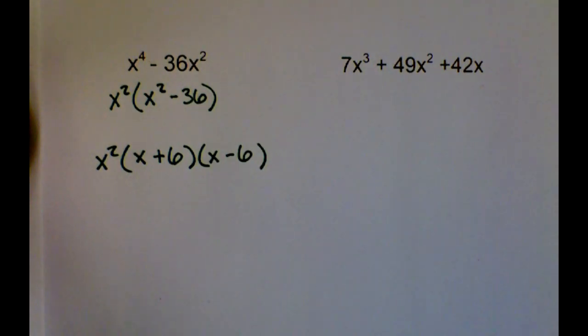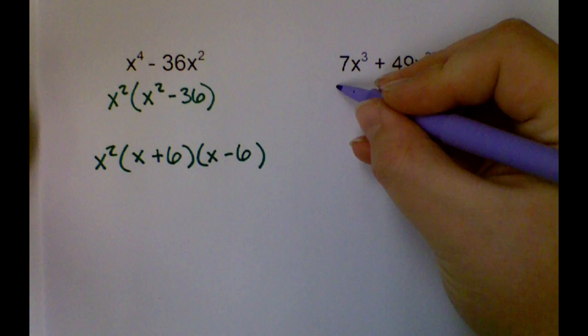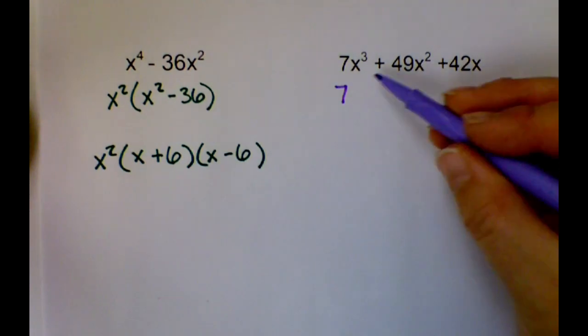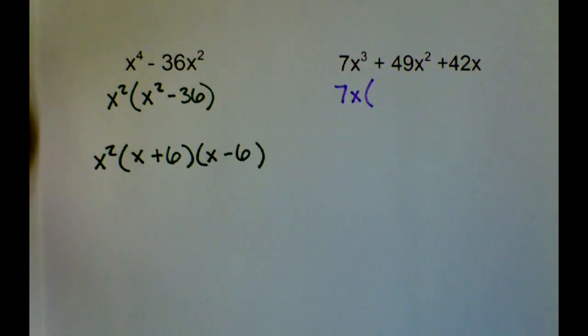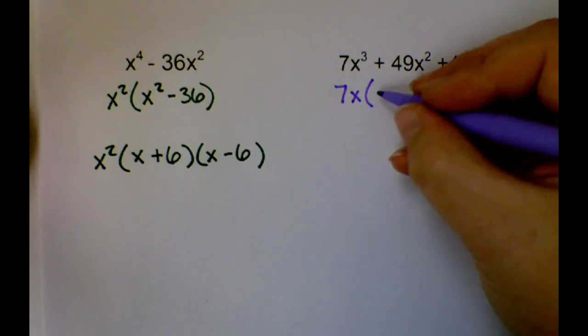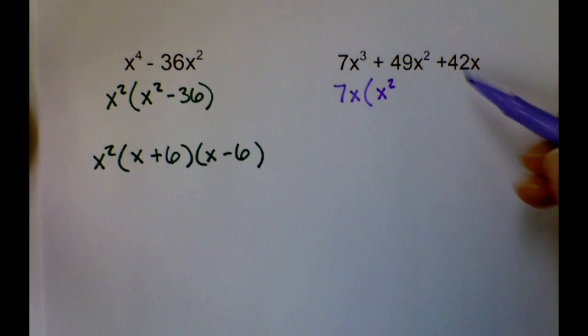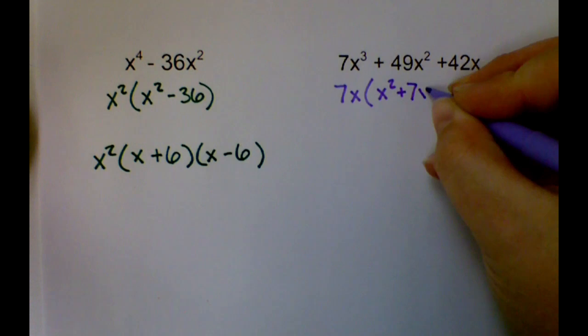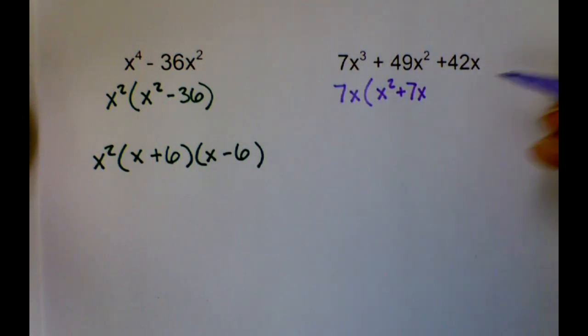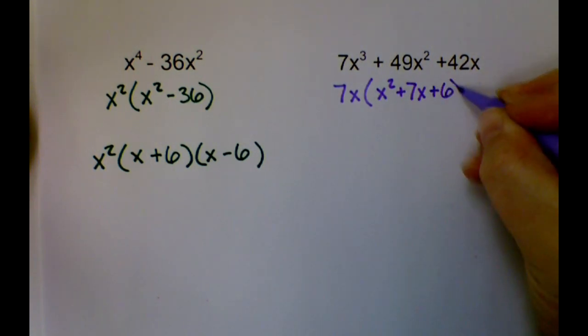And finally, for this last one, 7x cubed plus 49x squared plus 42x. Well, I can take a 7 out of everything, but I also see that they all have an x. So I'm going to take out 7x. If I take 7x out of 7x cubed, that leaves x squared. If I take 7x out of 49x squared, I get 7x. If I take 7x out of 42x, I get 6.